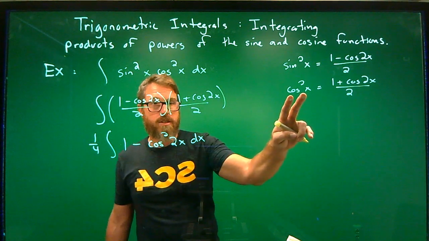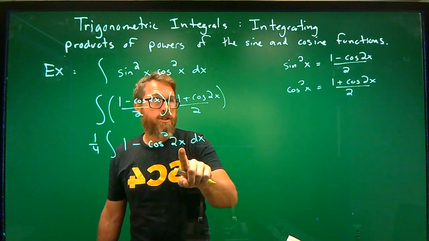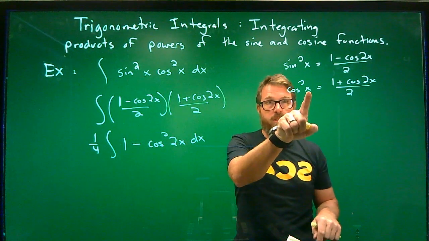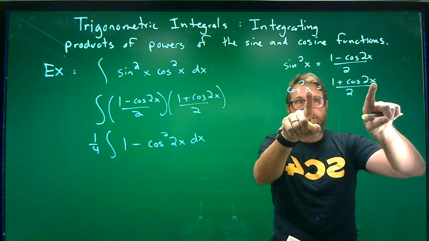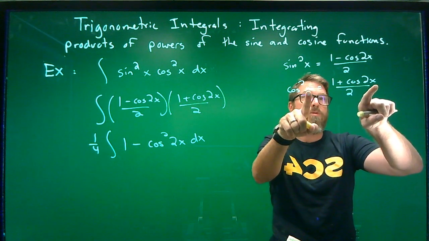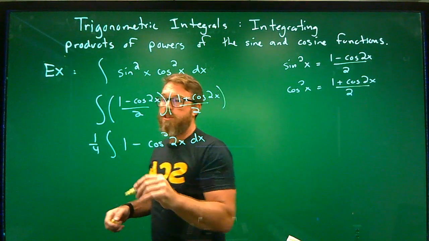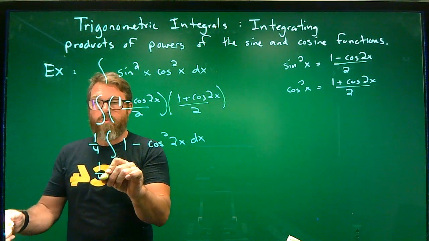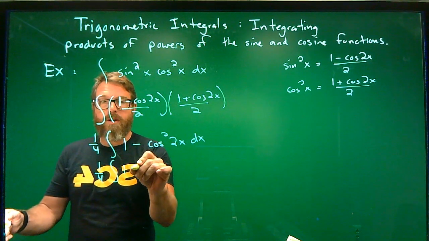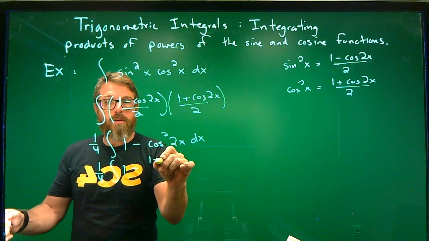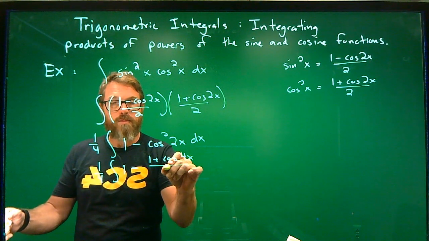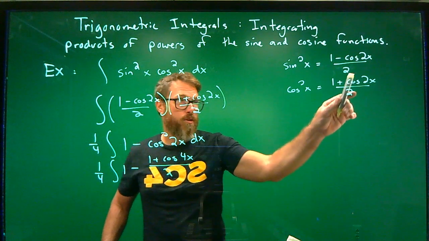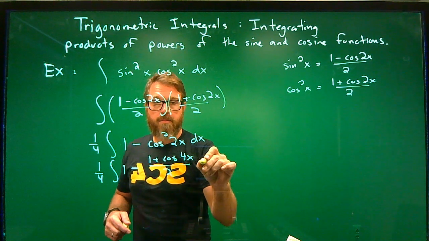Now, if this says 2x, just doing a substitution, if this is 2x, this would also be 2x here in the x. So if this is 2x, this is 2 times 2x, which would be 4x. So this is going to be equal to 1/4 times the integral of 1 minus, this is going to be 1 plus the cosine of 4x all over 2 still. So remember, this is only turned into a 4x dx.